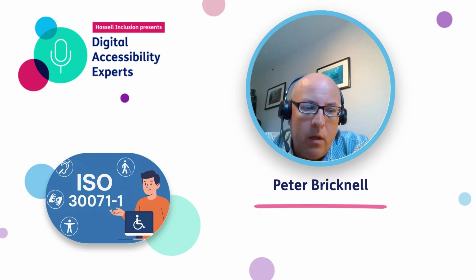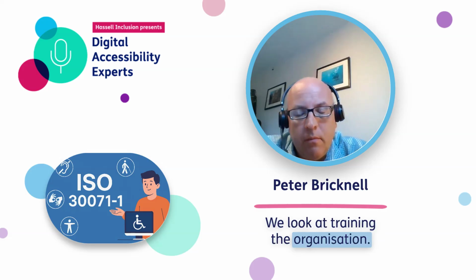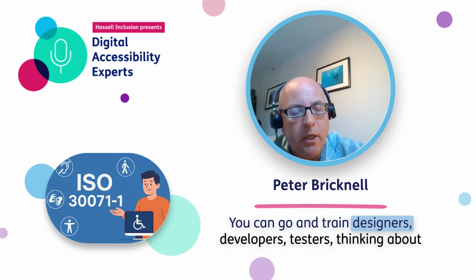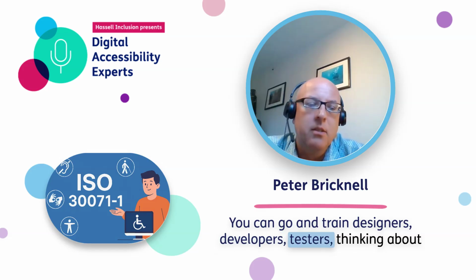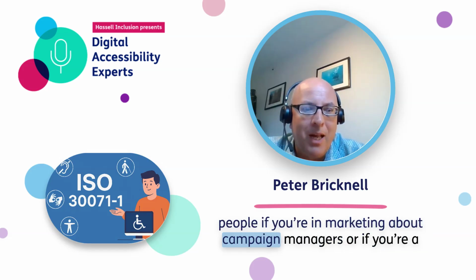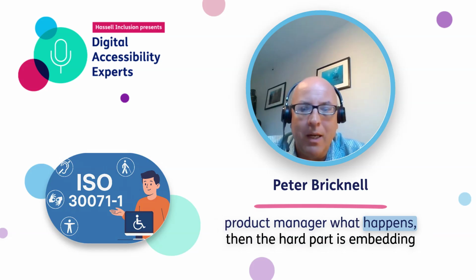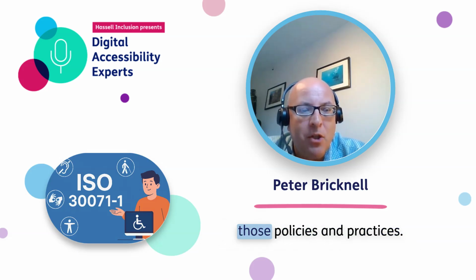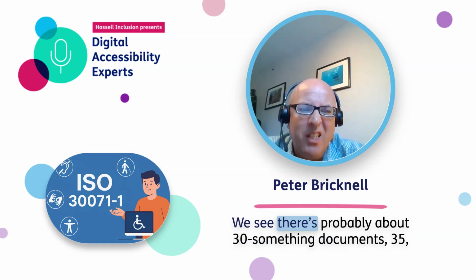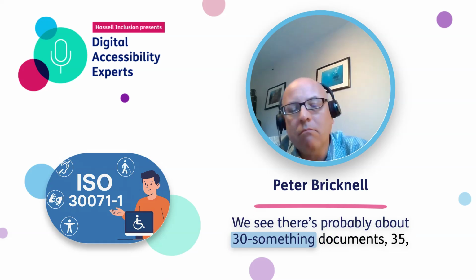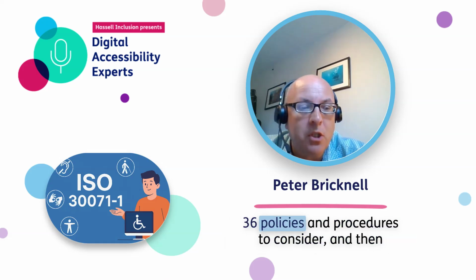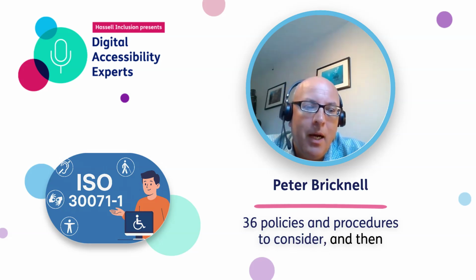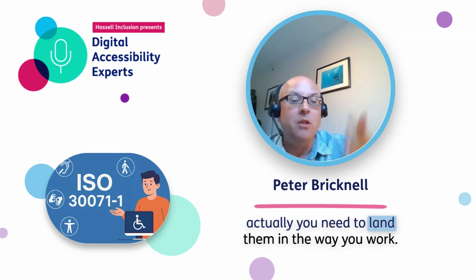So we look at training the organization, that you can go and train designers, developers, testers, think about people if you're in marketing, about campaign managers, or if you're a product manager, what happens. And then the hard part is embedding those policies and practices. We see there's probably about 30 something documents, 35, 36 policies and procedures to consider. And then actually you need to land them in the way you work.